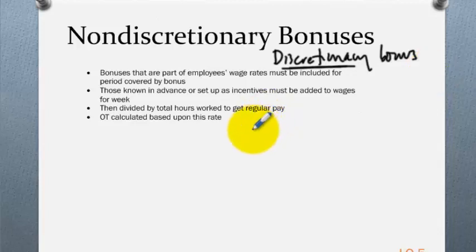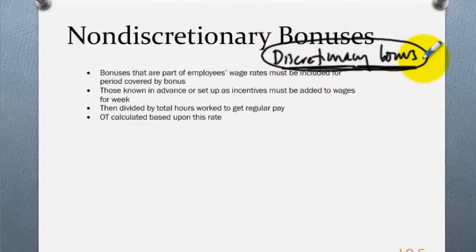Non-discretionary bonuses are considered regular pay in the period it is paid and are therefore considered when trying to figure out if an employee is being paid minimum wage. Discretionary bonuses are not. Discretionary bonuses are not considered regular pay when you're trying to figure out if an employee is being paid minimum wage, whereas non-discretionary bonuses are. So we're going to focus on the non-discretionary bonuses here. Non-discretionary bonuses are also used in the calculation of an hourly overtime rate. Discretionary bonuses are not.